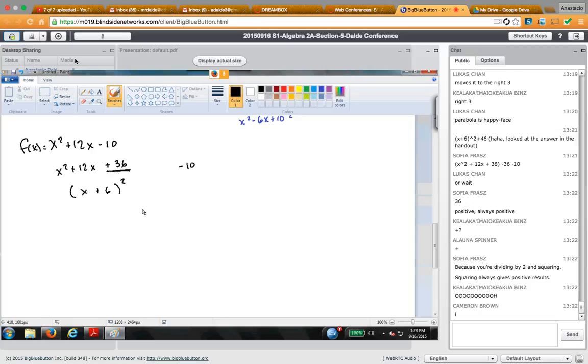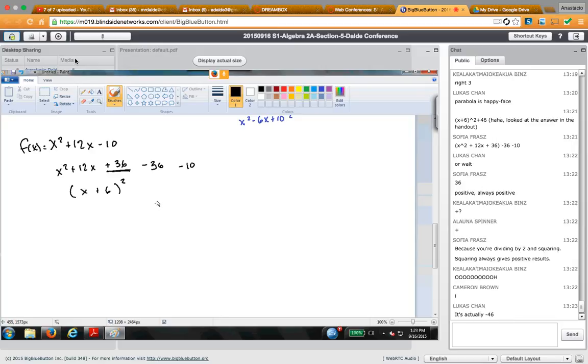So Sophia's absolutely correct. You're always positive, making it positive. But we can't just add positive to one side. Are you crazy? So you have to subtract positive, or you should subtract 36 from that as well. Does that make sense? Yeah. All right.